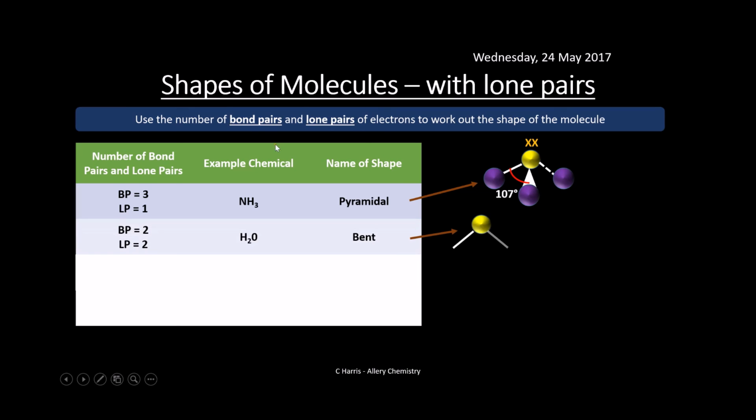2 bond pairs and 2 lone pairs is going to be something like this here. Okay, which is water. The name of the shape is bent, and you can see here that this would have been based on a tetrahedral because we've got 1, 2, 3, 4 pairs of electrons.